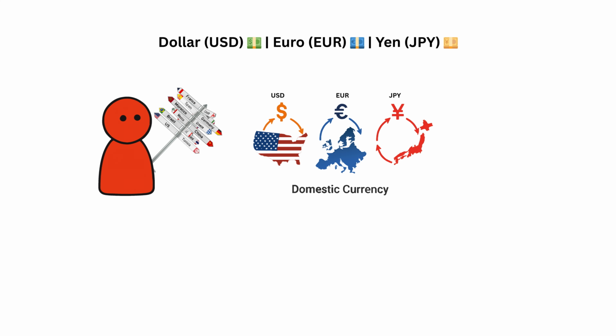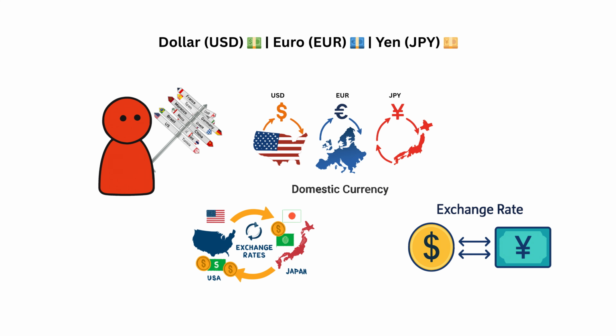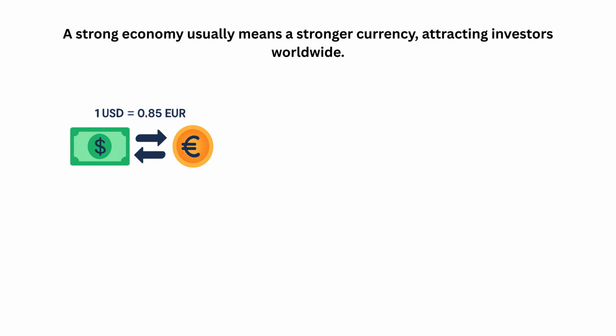Currency and exchange rates. Each country uses its own currency, like the dollar, euro, or yen, to trade within its borders. But what happens when you want to buy something from another country? That's where exchange rates come in. Exchange rates tell you how much one currency is worth compared to another currency. For example, if the exchange rate between the US dollar and the euro is 1 USD equals 0.85 EUR, it means that for every US dollar, you can get 0.85 euros.